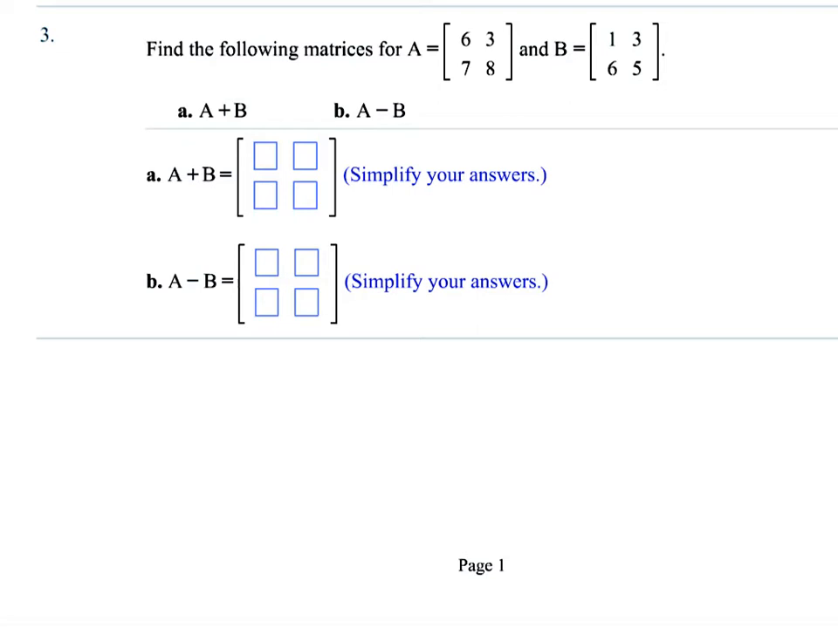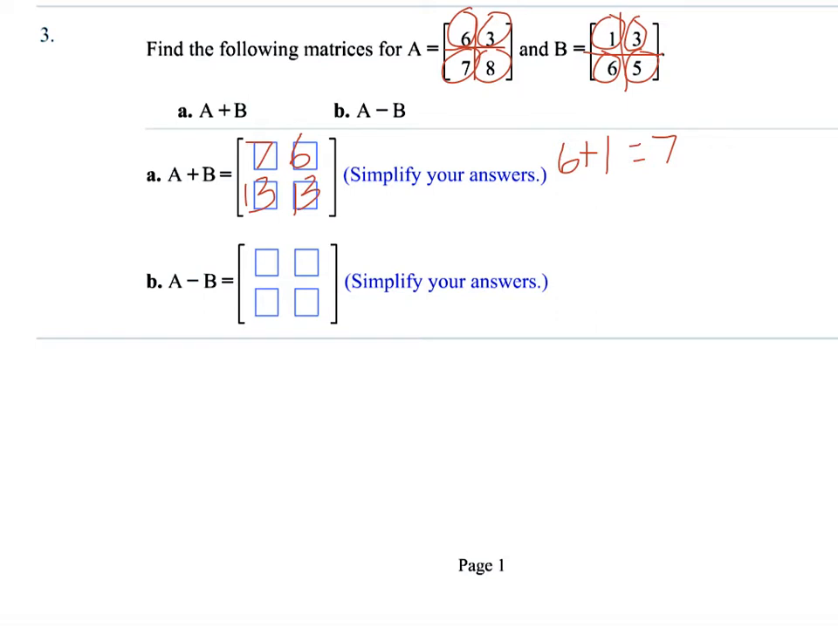So the next thing we want to do is add and subtract matrices. And again, just remember that you have to put these numbers in the same position. So the 6 is in the same position as 1. So we're going to do 6 plus 1, and that gives us 7. So 7 goes in the top left corner of the new matrix. And then we've got 3 plus 3, and that's in the top right corner, so 3 plus 3 is 6. And then we've got 7 plus 6, so that's 13. And then you have 8 plus 5, and that's also 13.